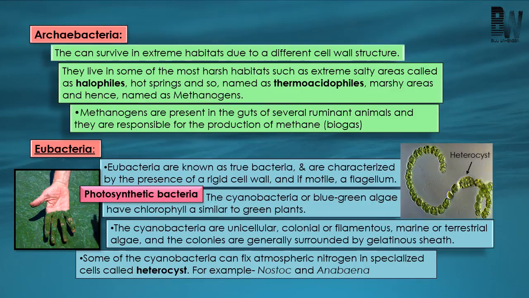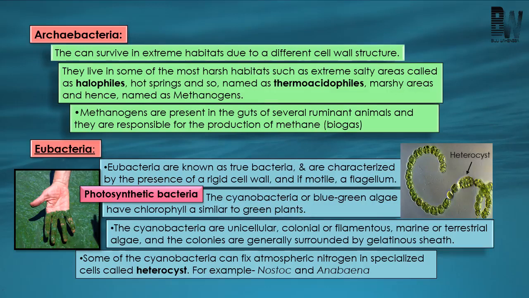And this BGA, they also possess chlorophyll a, which is present in higher plants. And these BGA are usually unicellular and they may form colonies or they may form filamentous form also. And this colonial form, they are usually surrounded by gelatinous sheath. And this BGA may be marine or it may be terrestrial.